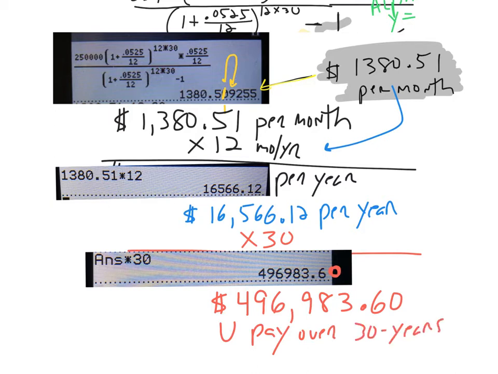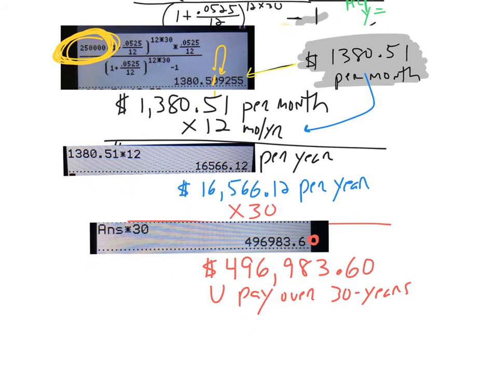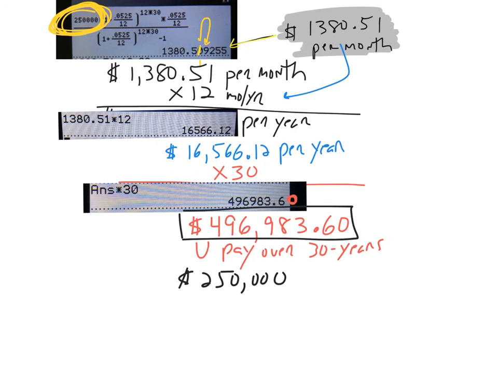But that's not how much the bank gave you. Remember, you mortgaged $250,000 to buy this house. So basically the bank is giving you $250,000 before you even start paying your mortgage, so that way you can buy your house. But you're paying the bank back this $496,000 figure. So to figure out the amount of interest that you pay, you're going to take the $496,983.60, and you're going to subtract the $250,000 that you borrowed.